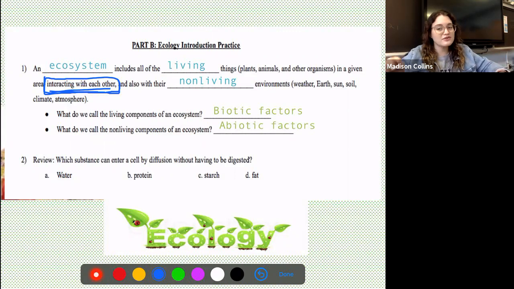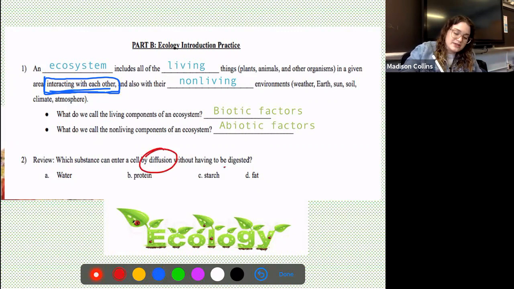All right, now I've got a review question for you. I've got a challenge. I want you to think way back to like October of this year, and we did a lab called diffusion through a membrane, and we looked at how different substances can or cannot diffuse through a cell membrane. So now, which one of these substances can enter a cell by diffusion without having to be digested?